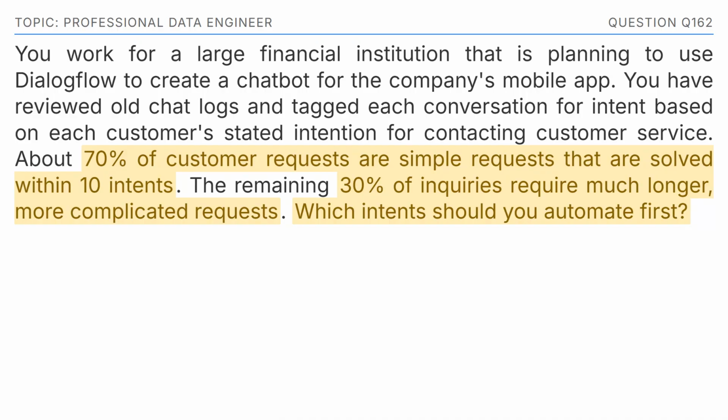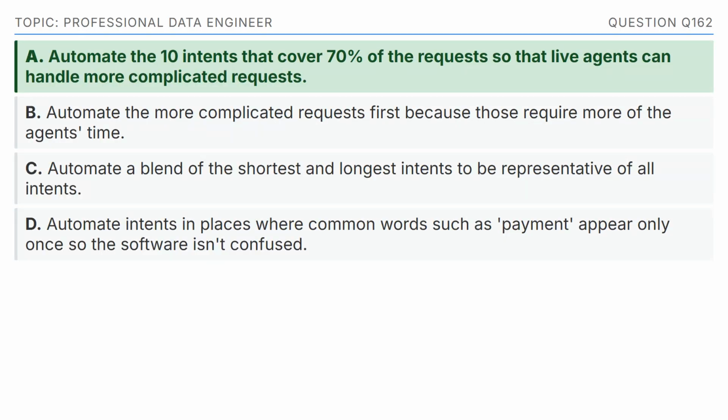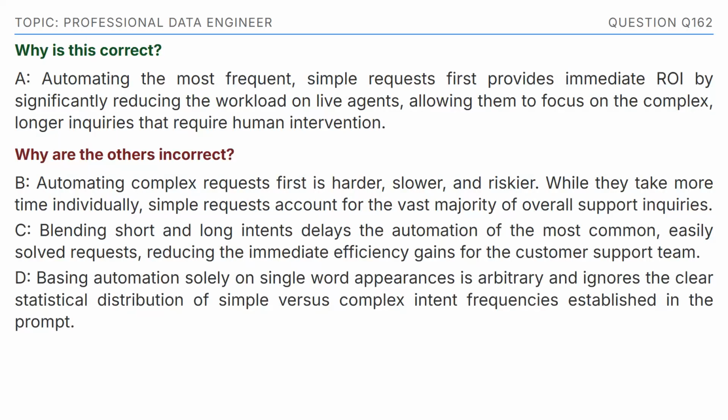To arrive at the correct answer, we focus on the keywords: 70% of customer requests are simple requests that are solved within 10 intents, 30% of inquiries require much longer, more complicated requests. Which intents should you automate first? The correct answer is option A. Automate the 10 intents that cover 70% of the requests so that live agents can handle more complicated requests. Why is this correct? A. Automating the most frequent, simple requests first provides immediate ROI by significantly reducing the workload on live agents, allowing them to focus on the complex, longer inquiries that require human intervention.